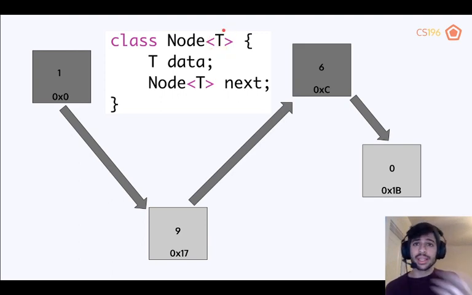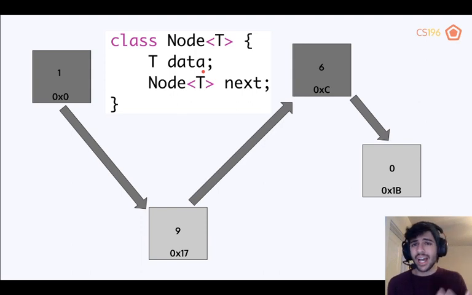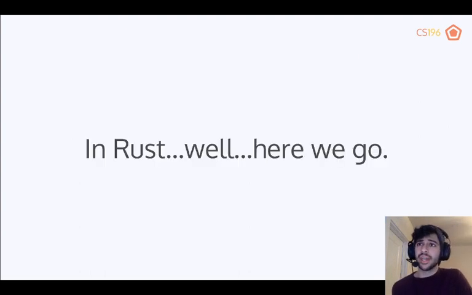So if we want a linked list of strings, T will be a string type, and that will take place in the node. But aside from that, we can just think of it as an object where it's storing some data and a pointer to the next node. That's what it looks like in Java, and it's actually quite simple, quite nice. What does this look like in Rust?